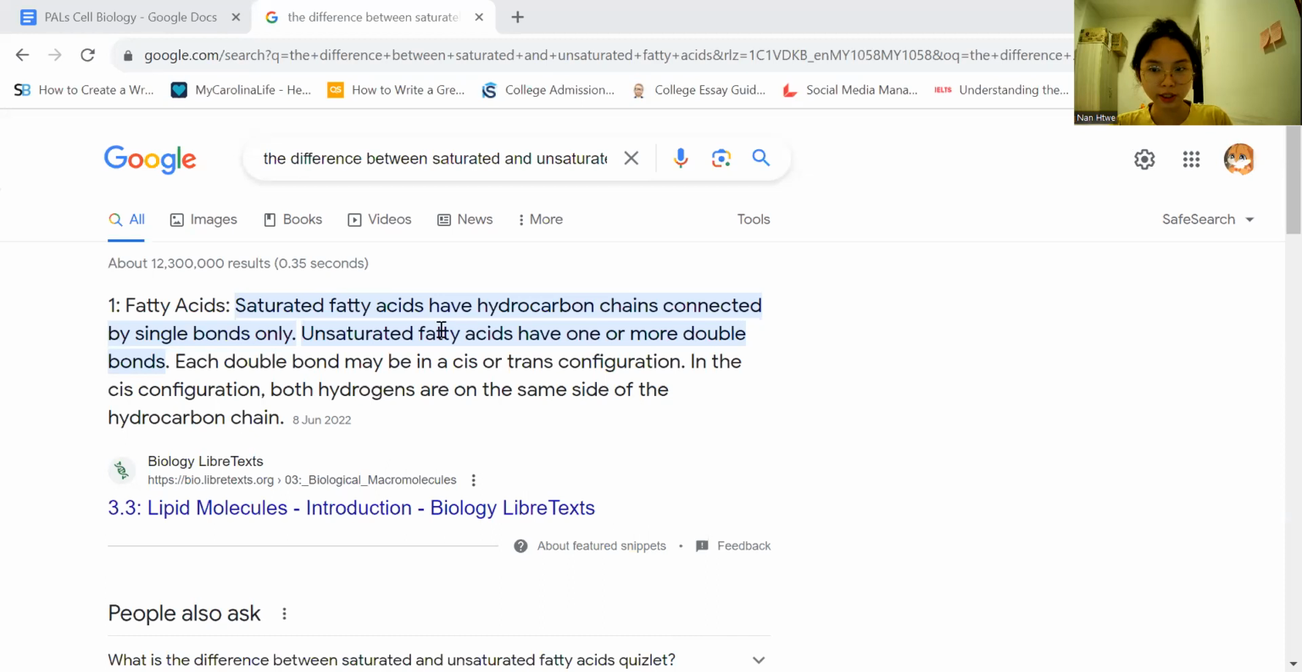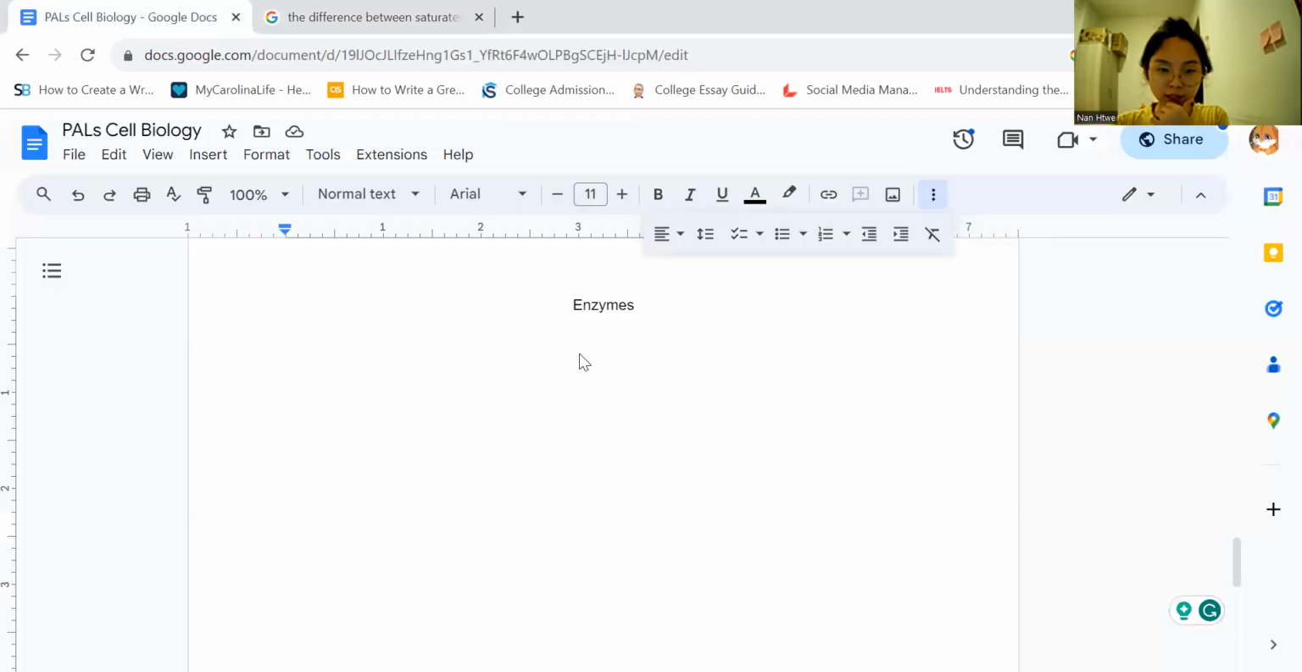Right, so can you see the screen here? Yes. So here, it's from Google, I just tag it. So saturated fatty acid has a single bond only here, and unsaturated fatty acid has a double bond. So the difference is that saturated has a single bond, unsaturated has a double bond, and then saturated is solid and unsaturated is liquid. And saturated will have a high melting point, and unsaturated fatty acid will have a low melting point. So that is what you need to know.